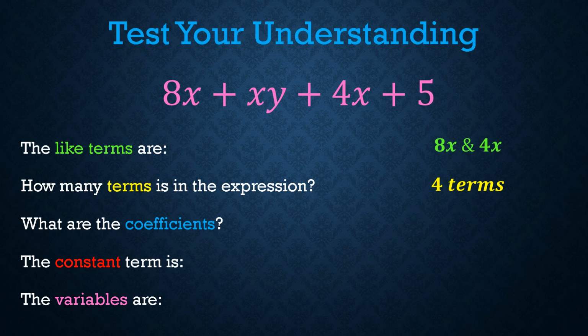What are the coefficients? Coefficients are a number that is before a variable. So 8x, we have 8 being the coefficient. xy has a coefficient of 1 and 4x has a coefficient of 4. So our coefficients are 8, 1, and 4. The constant terms are our numbers. So therefore 5 is considered to be our constant. The variables are x and y.